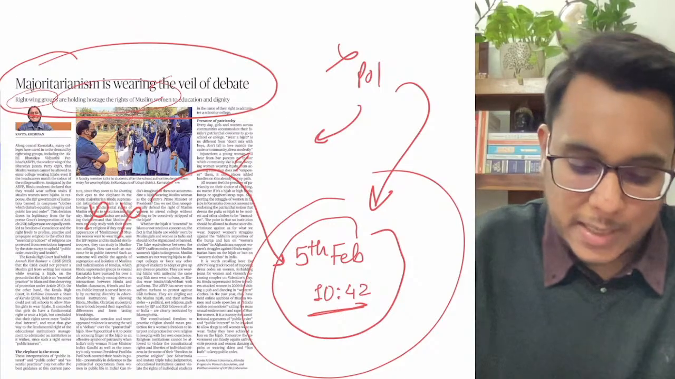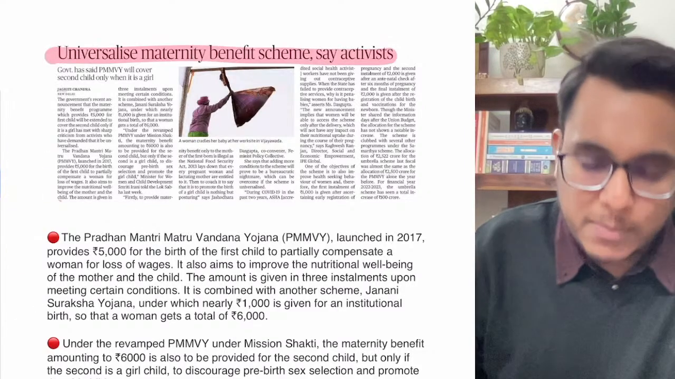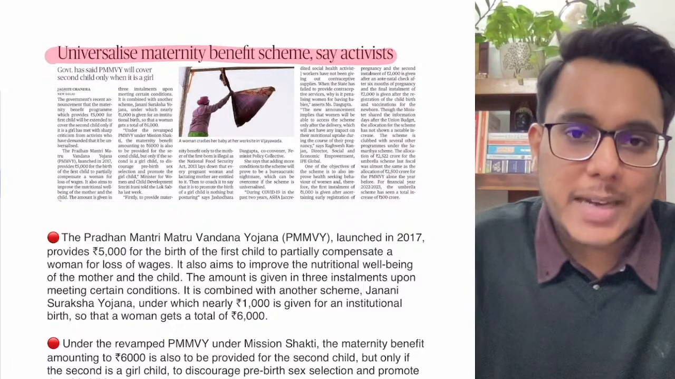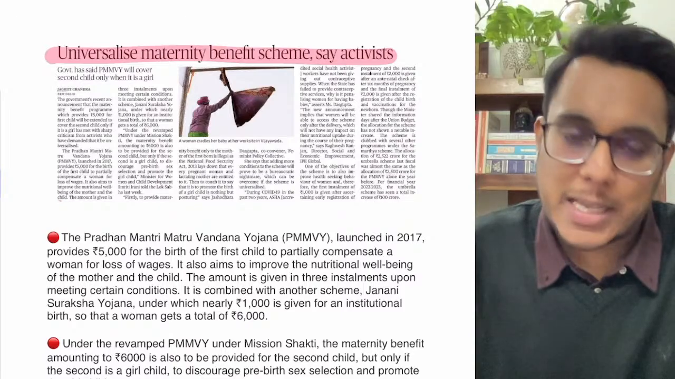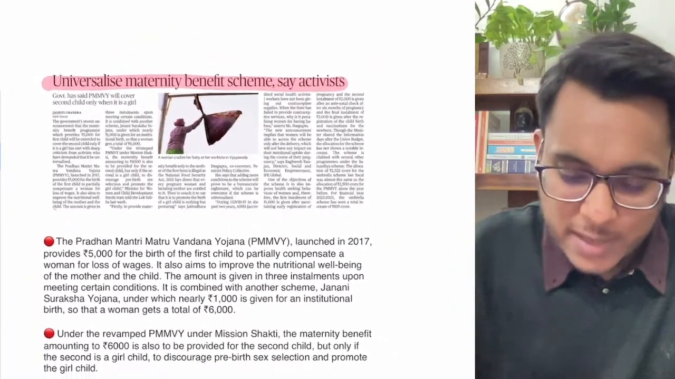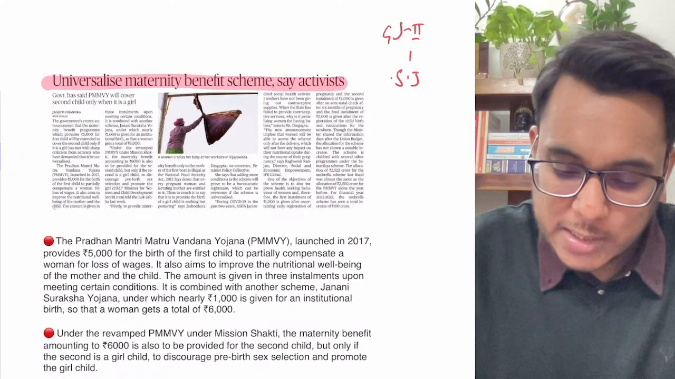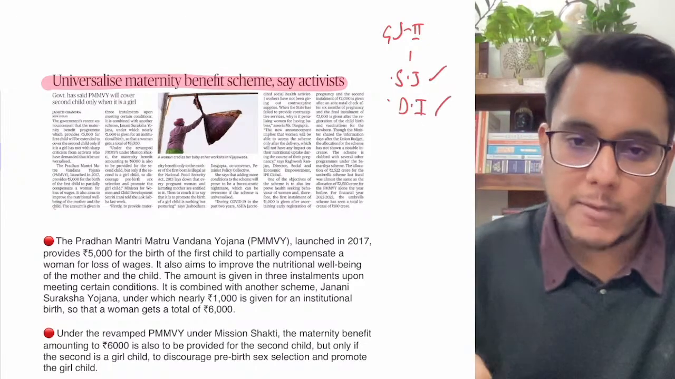Now moving to the next article. This article says: universalise the maternity benefit scheme, says activist. A few days back, I also took one editorial along this line. 5 years of the Pradhan Mantri Matru Vandana Yojana have been completed. So we'll see the critical analysis; this article will be important in GS paper number 2, issues related to social justice and developmental issues.